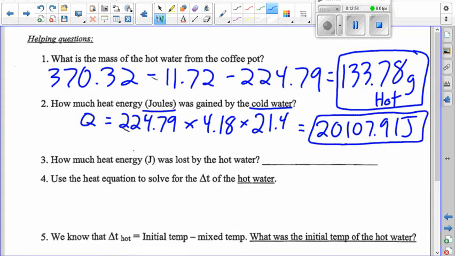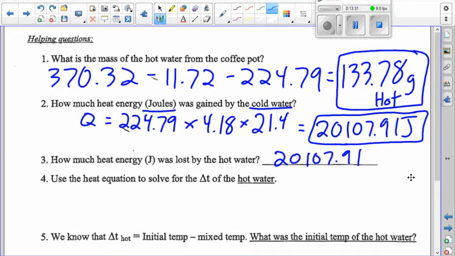Now, another way to think of this is all the energy that went into the cold water. Bree, where did all the energy that went into the cold water come from? The hot water, right? So the cold water gained as much energy. How much energy did the hot water lose? That same number, okay? So the amount of heat energy that the hot water lost is also going to be this value right here. So answers 2 and 3 are going to be the same, because the Q of the hot and the Q of the cold should be the same.